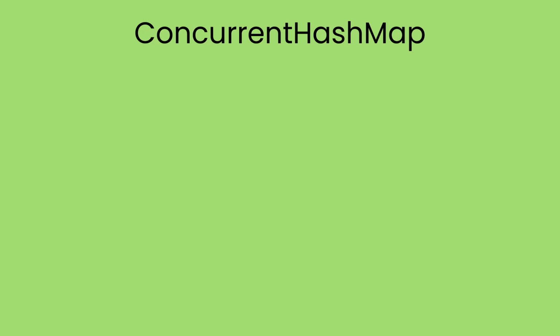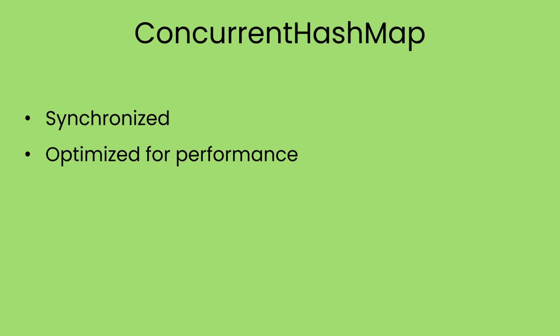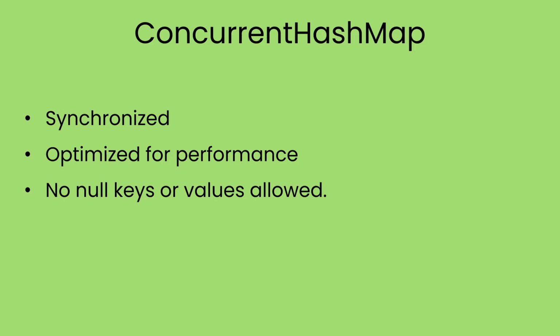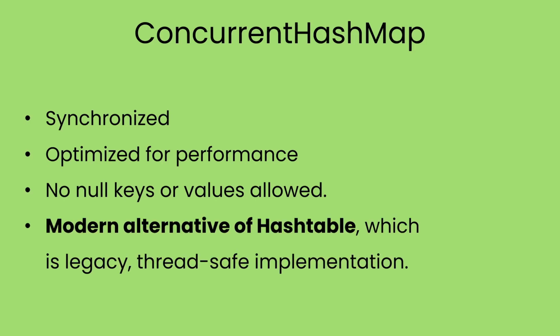Next implementation we are going to review is ConcurrentHashMap, and it is a synchronized version. It is optimized for performance, but it does not allow null keys or even null values. ConcurrentHashMap is considered a modern alternative of Hashtable. Hashtable is a legacy implementation, and although it is thread safe, in general, in modern Java code, ConcurrentHashMap is considered a better, more optimized alternative. But still, which one to use depends on the concrete, particular use case.